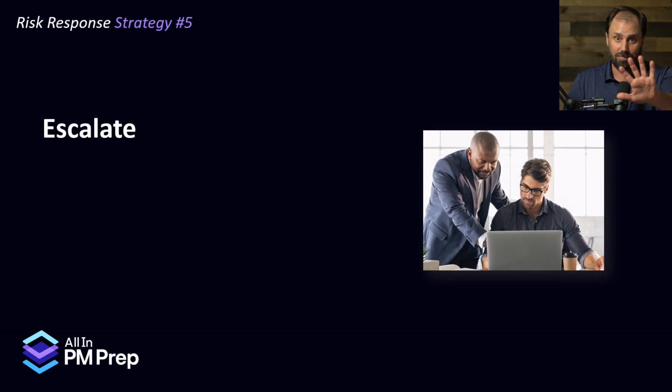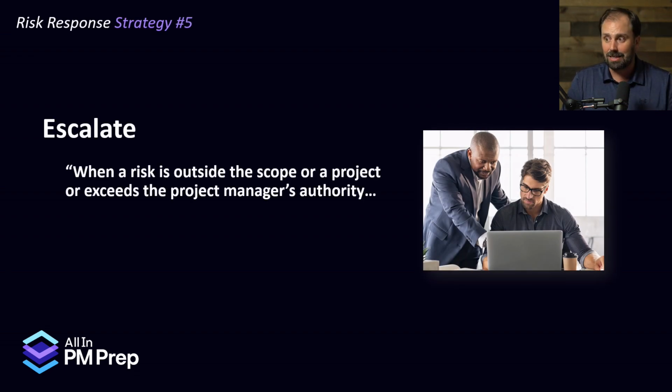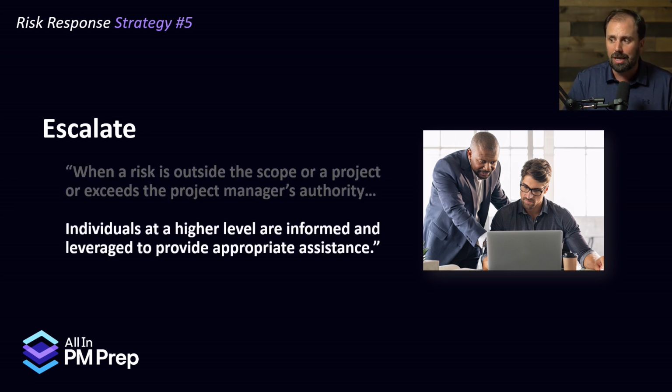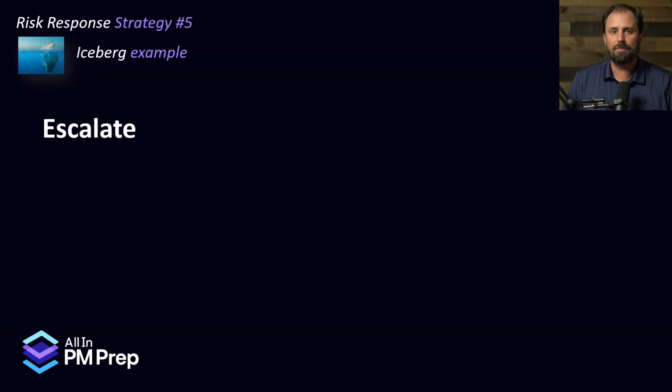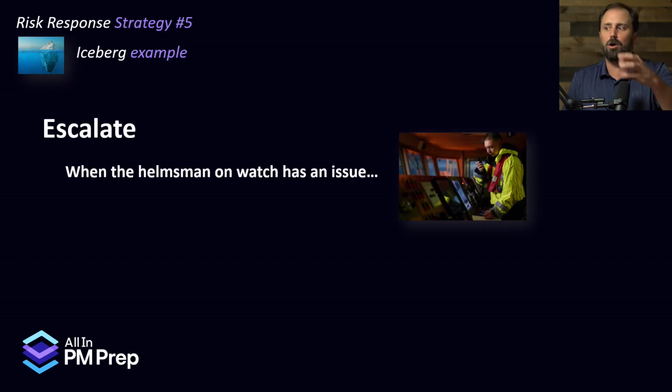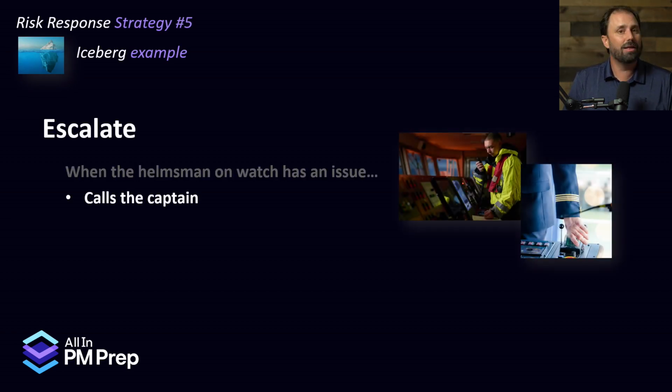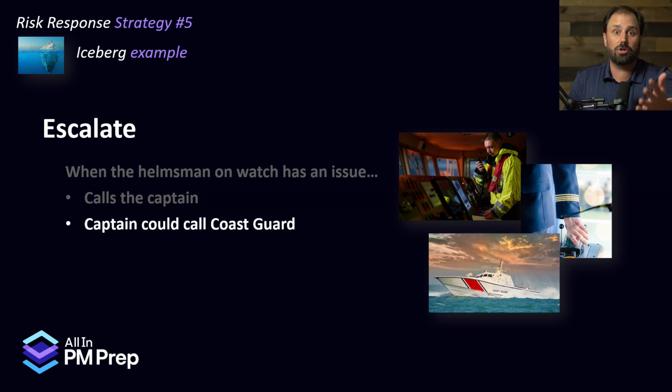Now the fifth is called escalate. And escalate is when a risk is outside the scope of a project or exceeds the project manager's authority. Individuals at a higher level are informed and leveraged to provide appropriate assistance. So we're going to the big boss. Now, in the iceberg example, when a helmsman on watch has an issue, they could call the captain. The captain could call the Coast Guard, go into a higher and higher level.